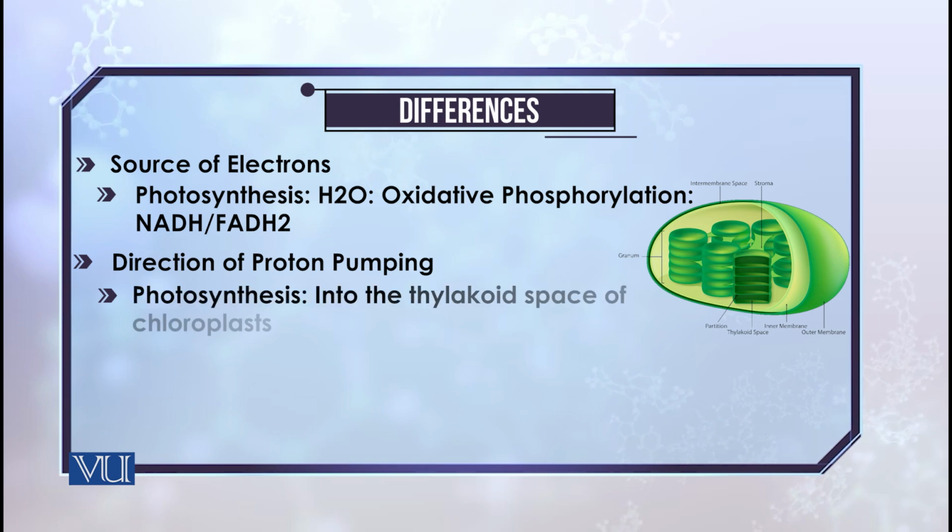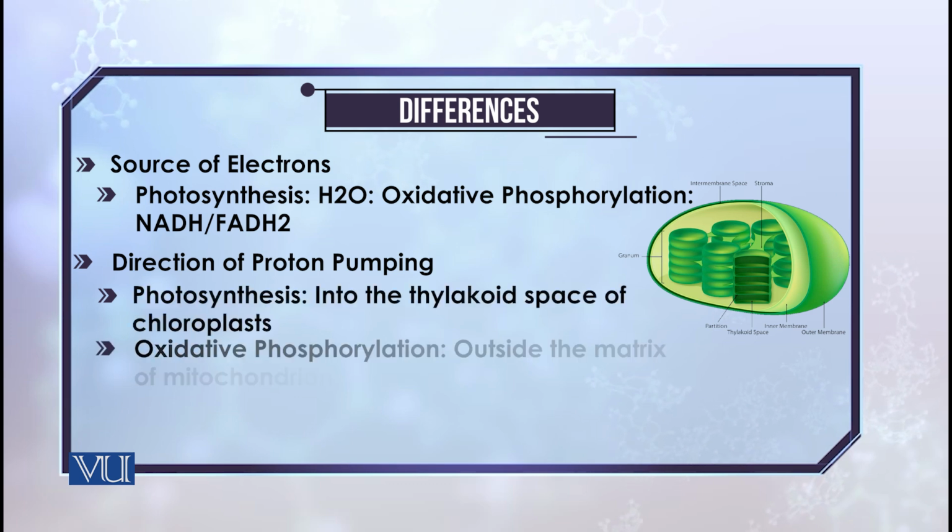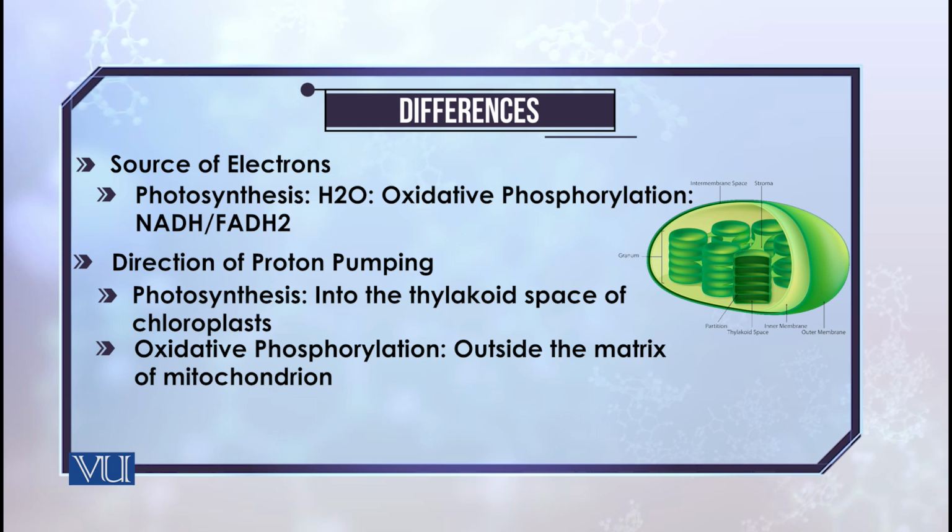In photosynthesis, the pumping of the protons takes place because you want to eventually make a proton gradient. The pumping leads to the movement of protons into the thylakoid space in the chloroplast, while in oxidative phosphorylation, it takes the protons outside the matrix of the mitochondria. Here it takes them outside the matrix of the mitochondria. Here it takes them inside the thylakoid in photosynthesis.